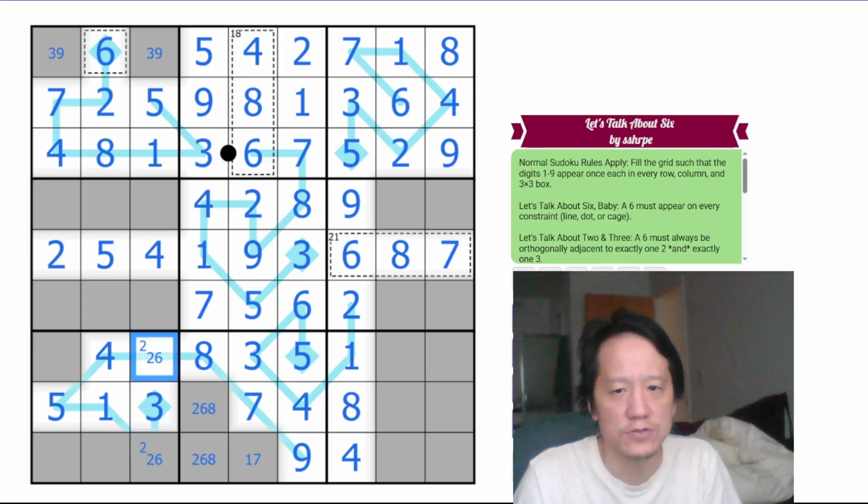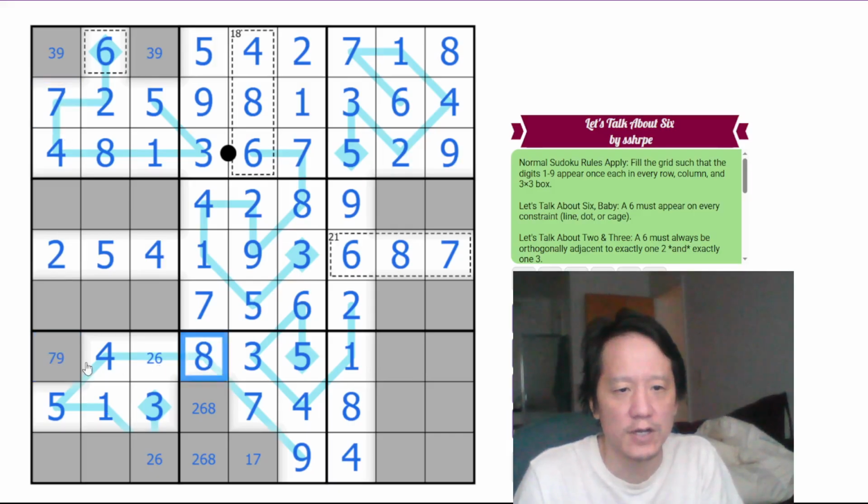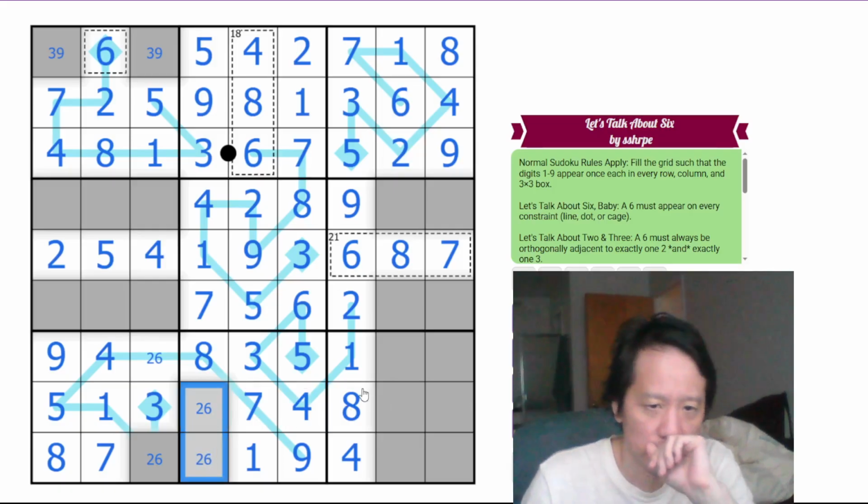We have a 2, 6, 2, 6 pair in box 7, which forces the rest to be 7, 8, 9. So this is 7 or 9. It can't be 7 because of this 7 here. It can't be 8, so this is 9. This must be 7 and 8, and 7 can't be here either, so this must be 8, which makes this 7, which makes this a 1. This 8 eliminates 8 here.